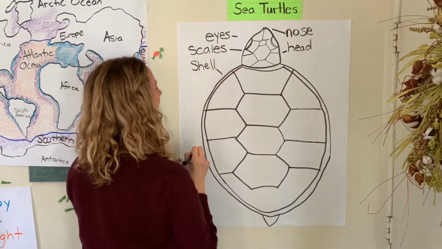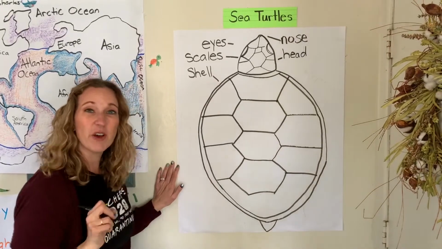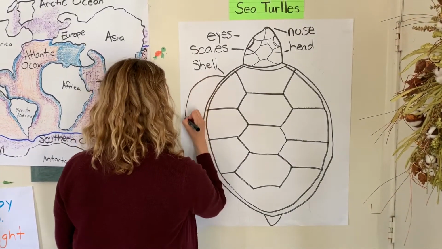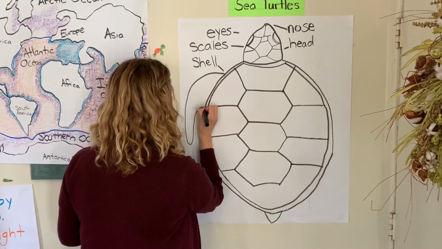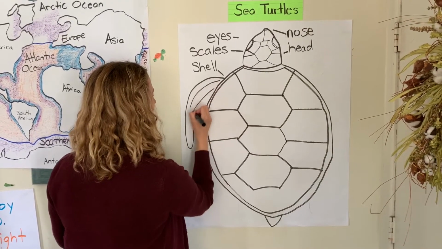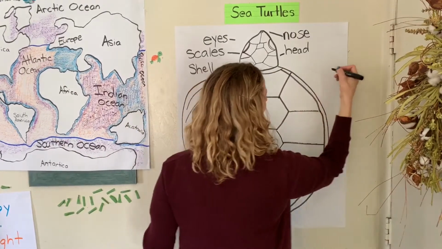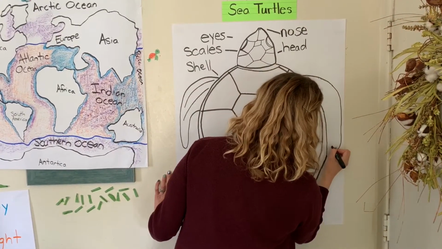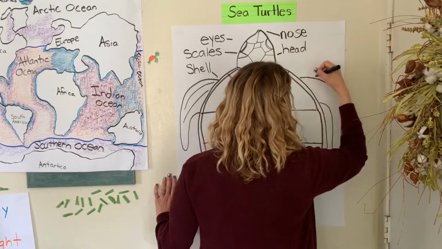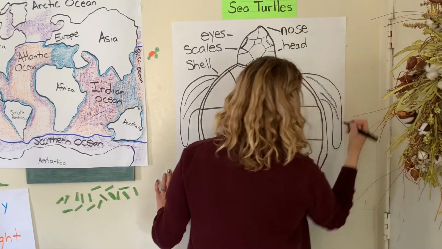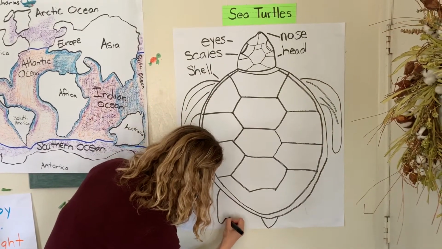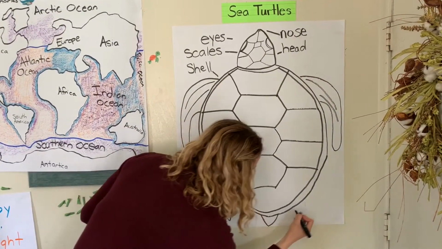Shell, okay? And they also have flippers. So the flippers help them push the water out of the way as they swim. And they also use their flippers to crawl on land or crawl on the beaches. Okay, so here's the 2 front, and then here's the 2 back. Okay.